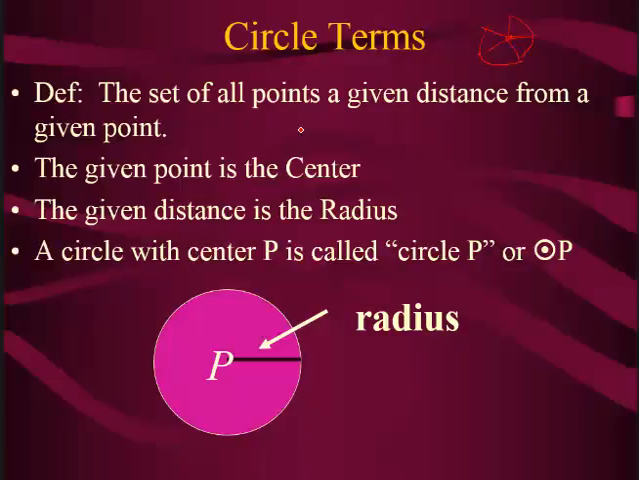A circle with center P is called circle P, or you can use a circle symbol, but notice that it's a capital letter. And here's our example. So we have point P here in the middle. We label it with a capital P. The given distance that we choose to measure from P out is our radius. And then if we draw every single point possible that distance from point P, then we get our circle. So now you have an idea of how to define a circle, how to name a circle, and what the center and the radius of the circle is.